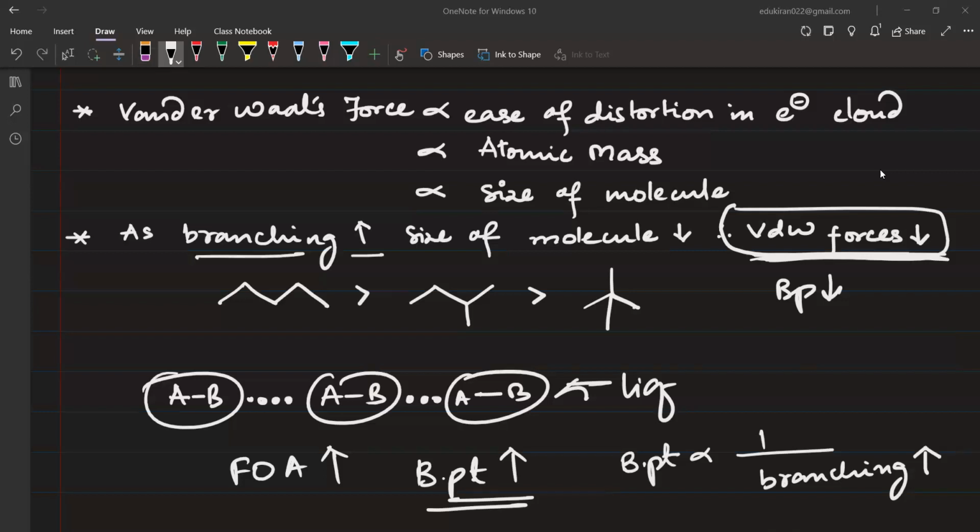Moving on, please see. We have discussed this van der Waals forces. ये application वगैरह हम लोग देख लेंगे. Application इनका क्या है? When we talk about melting point and boiling point, then what is going to happen? The melting point and boiling point are going to depend directly on the van der Waals forces of attraction.